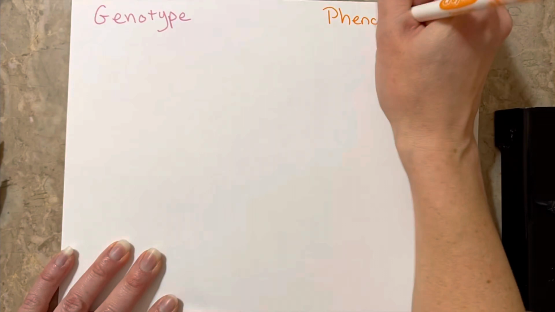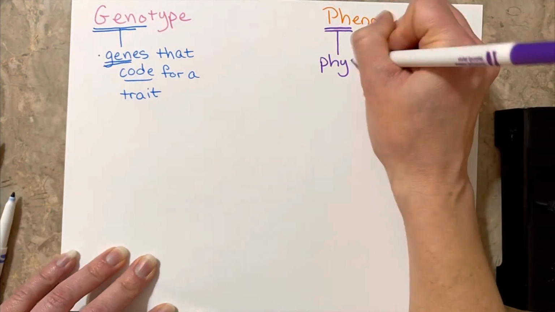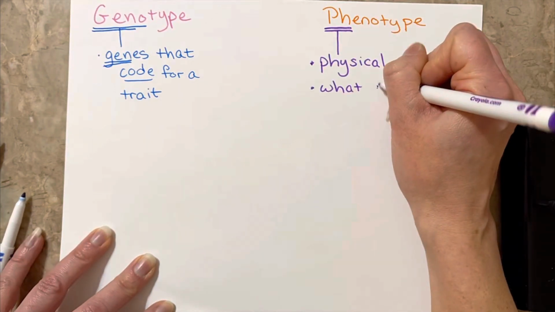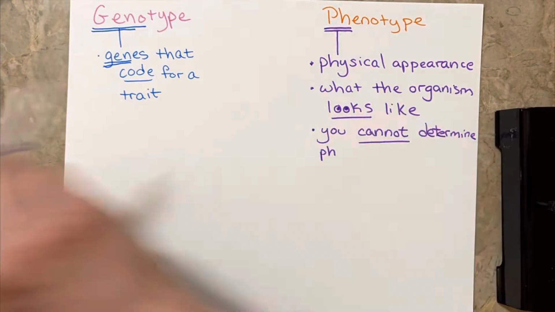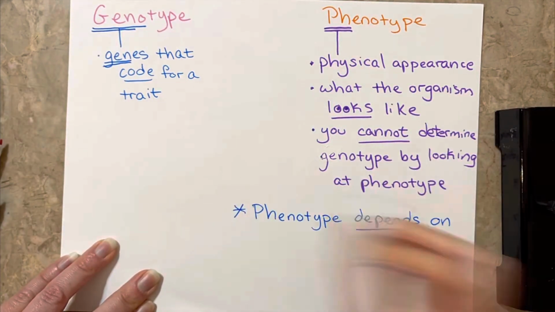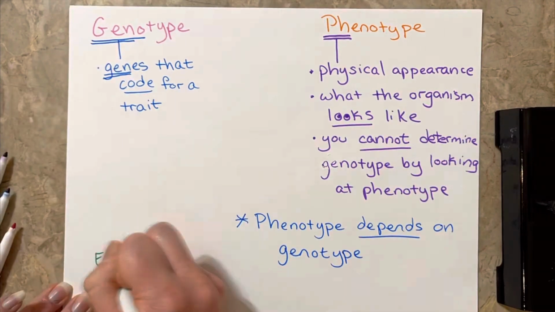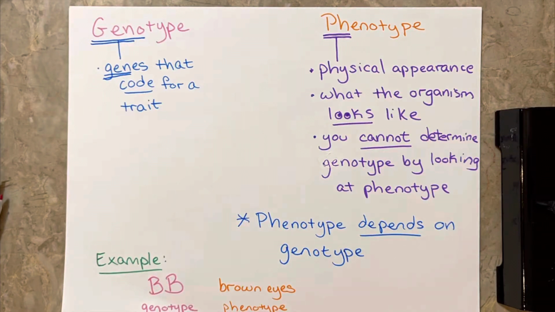The word genotype sounds like the word genes, and genes code for a trait. Phenotype starts with PH, like physical appearance. Physical appearance is what an organism looks like. You cannot determine the genotype of an organism based on its phenotype. And remember that phenotype is based off of the genotype of an organism.